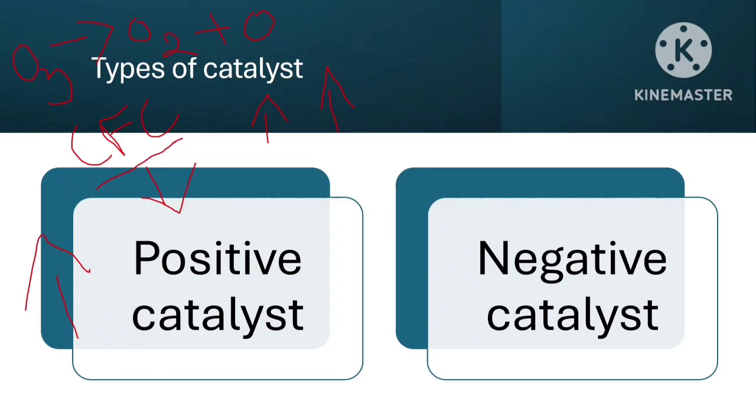Okay. Next, what is the meaning of negative catalyst? Negative catalyst means in the presence of this type of catalyst, the reaction is going to decrease. Example for this is decomposition of hydrogen peroxide, H2O2, which is going to give you H2O plus O2. Here the equation is not balanced.